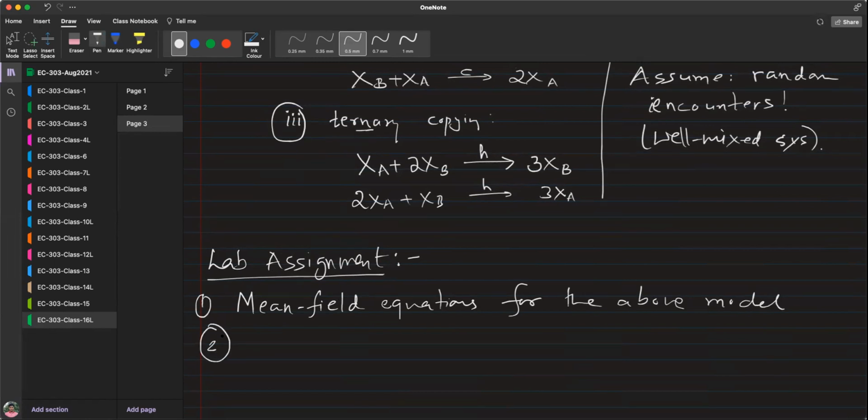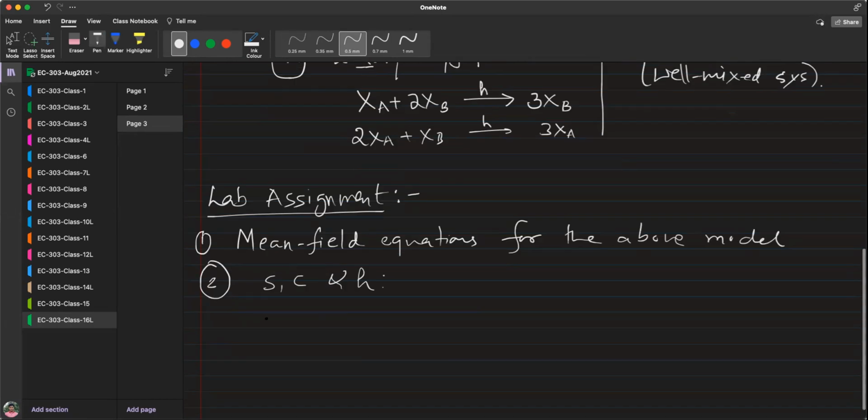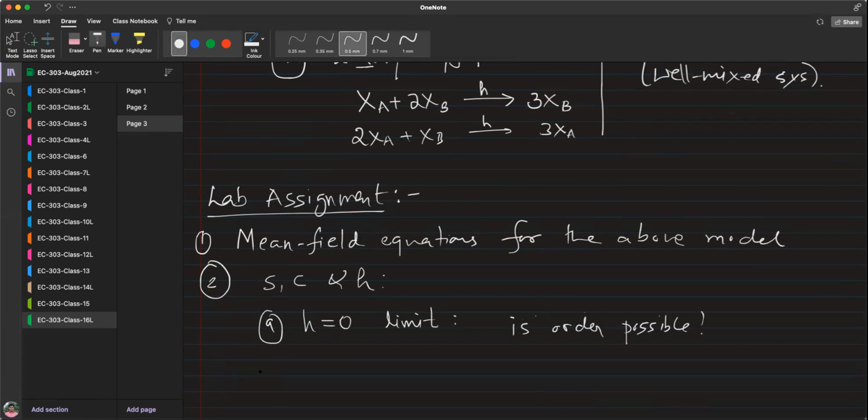Second one is, now there are three parameters, right? S, C, and H. I want you to then look at what happens in various limits. Okay, so consider H equal to 0 limit, and then tell me if order is possible. Okay, that's the first question.